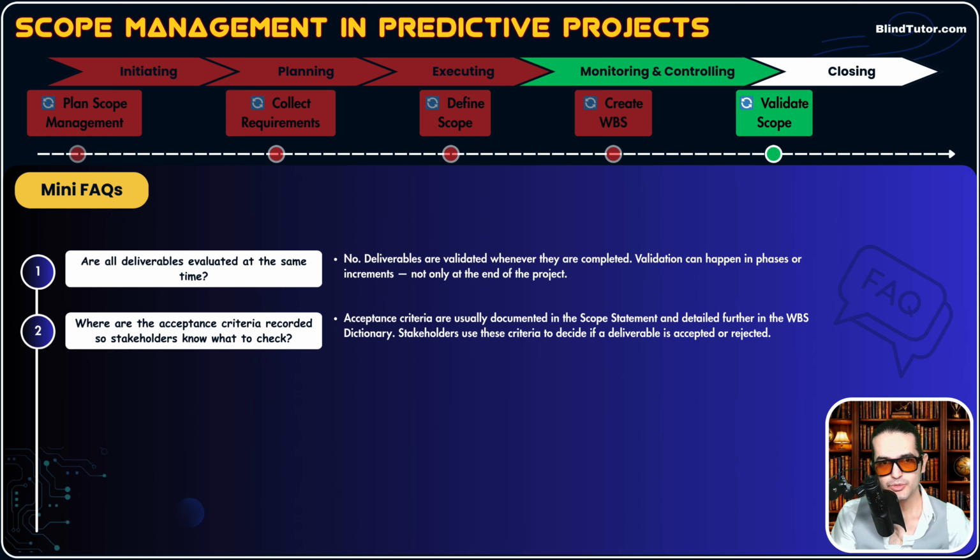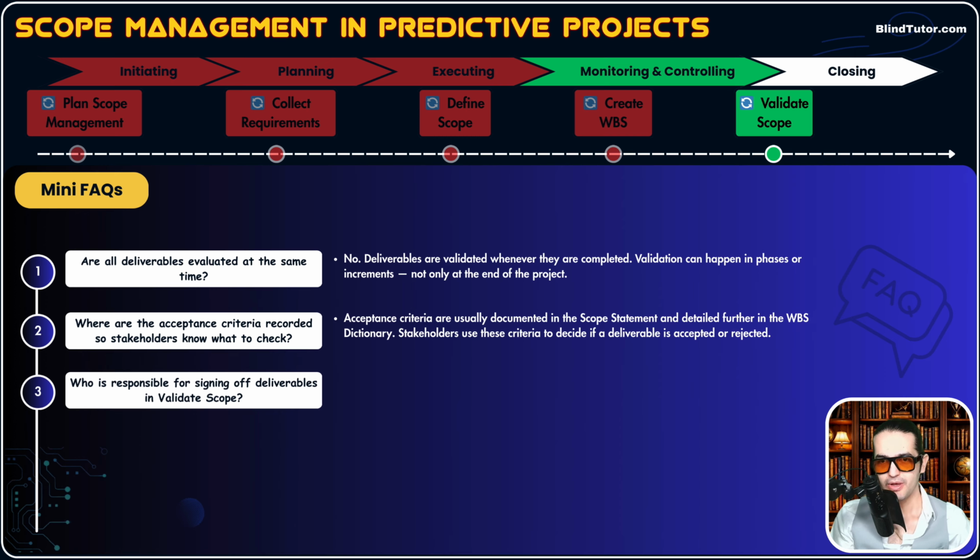Next question, who is responsible for signing off deliverables in validate scope? Stakeholders, sponsors, or customers, okay? The people who requested the work, the people who pay us are the ones who need to sign, okay?